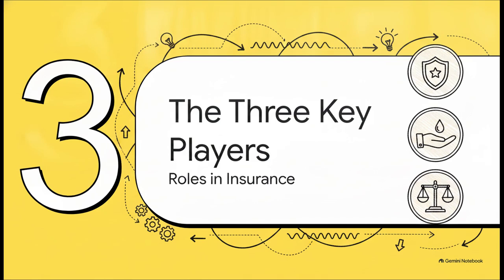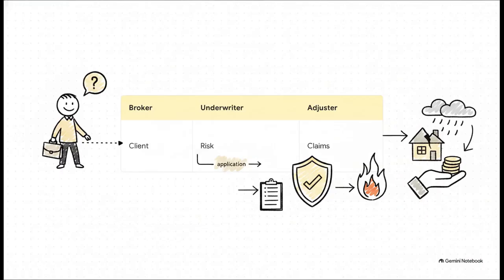Okay, Section 3, the three key players. Here we map out the people who actually enforce all these regulations out in the real world. In the insurance ecosystem, the rule of three works perfectly. First, you have the broker, whose primary legal duty is owed to the client. Brokers are often called first-line underwriters because they're the ones sitting across the desk, face-to-face with the client.